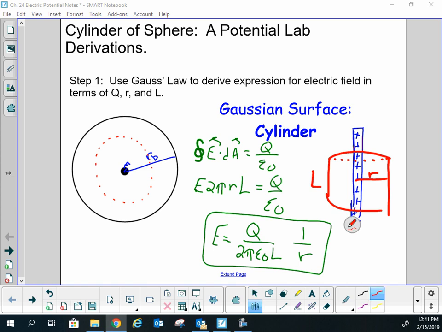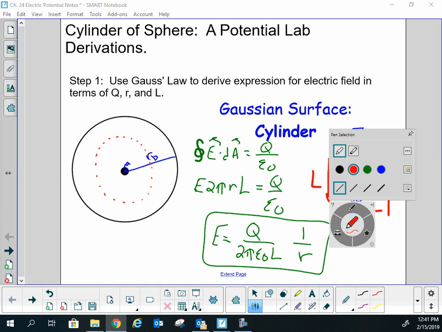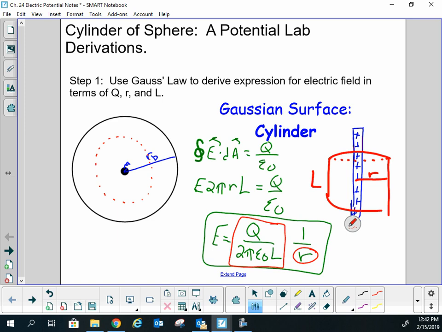So a couple of things that I do want you to notice about it. First thing that I want you to notice is that all of this right here, that's just a constant. That's just simply a number. We don't know what that number is, but it's just a number. And then this right here, that's our variable of how the electric field varies with radius.